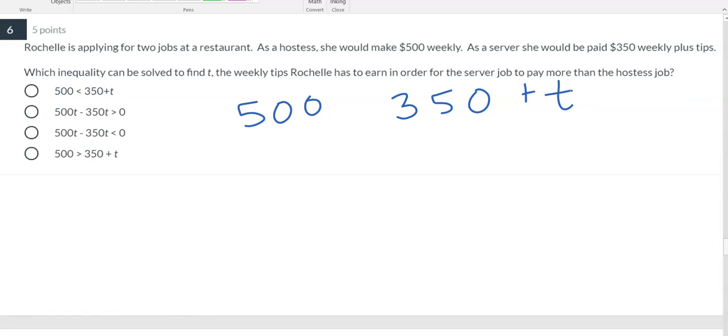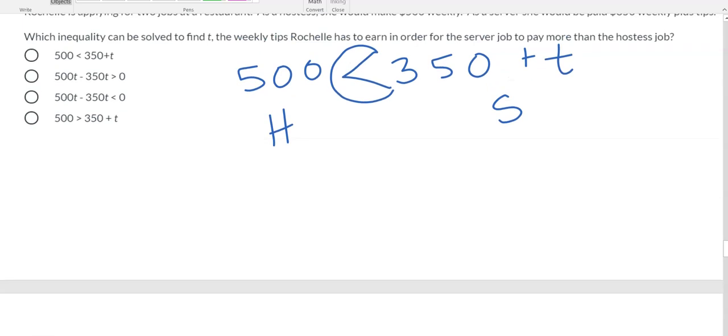Now they want to see what it would look like for the server job to pay more than the hostess job. How much tips would you need? Well, I want the server job to pay more than the hostess job, so I want this one to be greater. Remember, he always goes after the bigger value here, so that's what I want this to look like. Okay, and for some reason a lot of people kind of miss this one too. I'm not sure what was confusing or kind of giving us the hang up here.